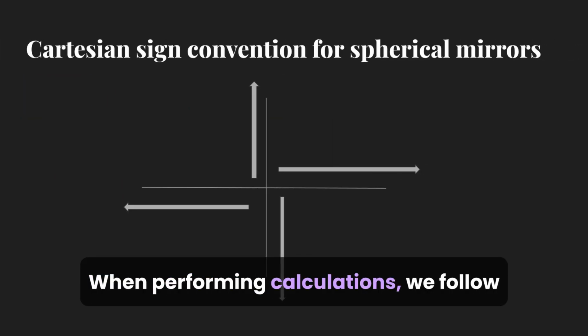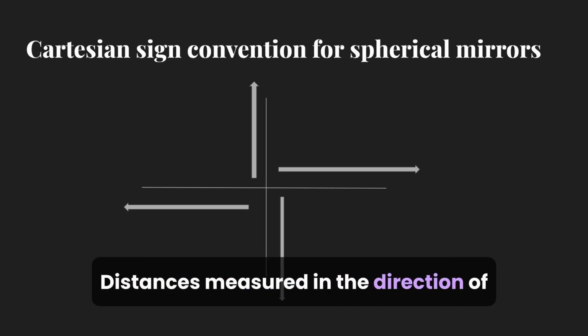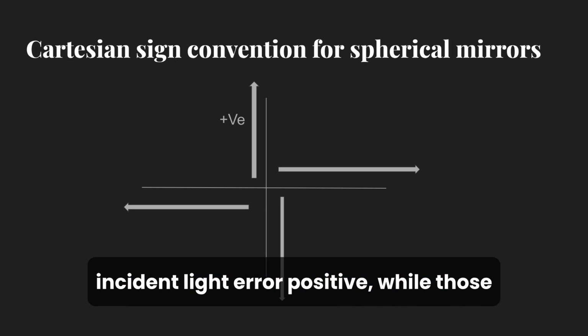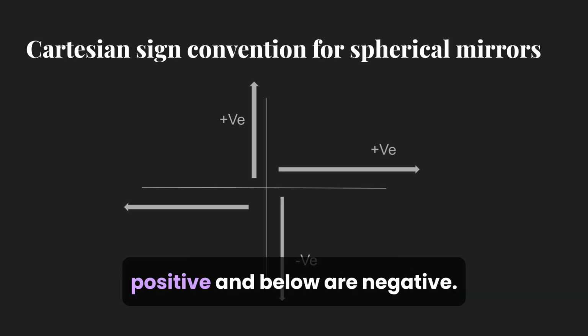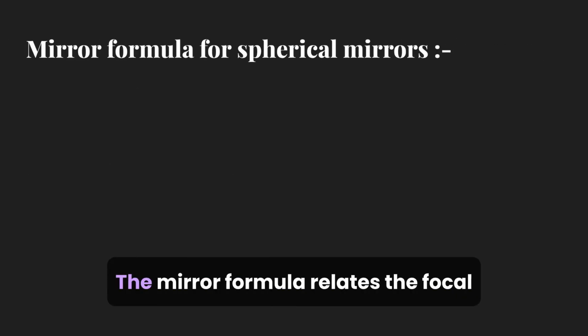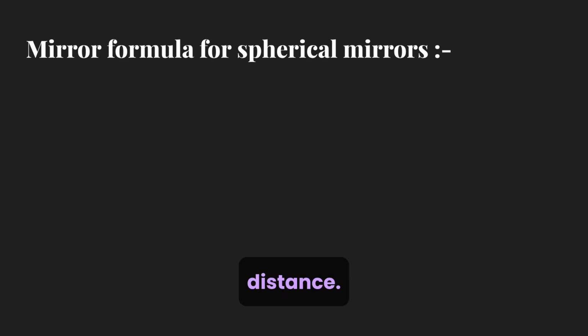When performing calculations, we follow the Cartesian sign convention. Distances measured in the direction of incident light are positive, while those against are negative. Heights above the principal axis are positive, and below are negative. The mirror formula relates the focal length, object distance, and image distance.